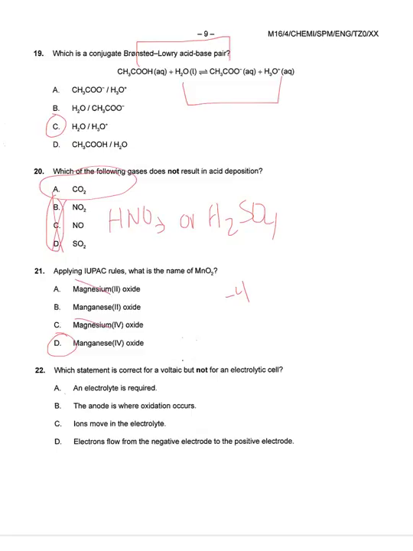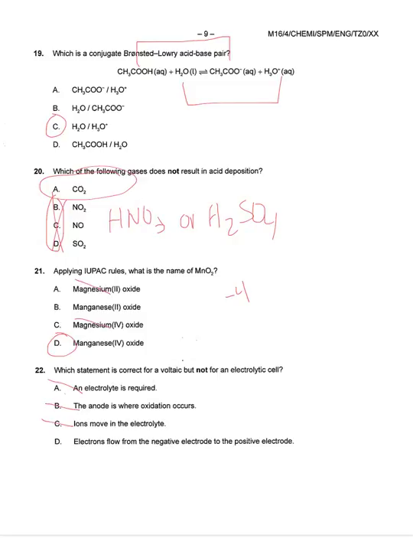Number 22, which statement is correct for a voltaic but not for an electrolytic cell? An electrolyte is required. That's needed for both. It's just whether it's in one cell or two. The anode is where oxidation occurs. That's also true for both. Ions move in the electrolyte. That's also true for both.